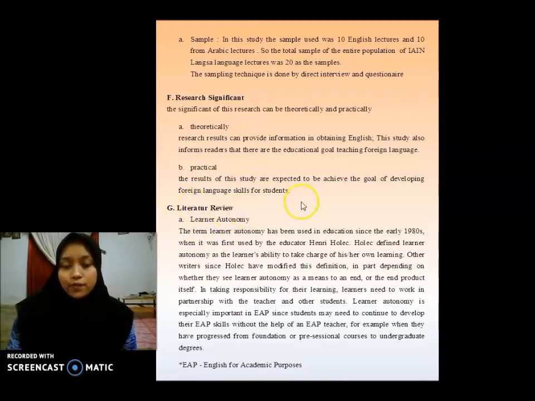G. Literature review. In the literature review, A. Learner autonomy. The term learner autonomy has been used in education since the early 1980s, when it was first used by the educator Henry Holec.